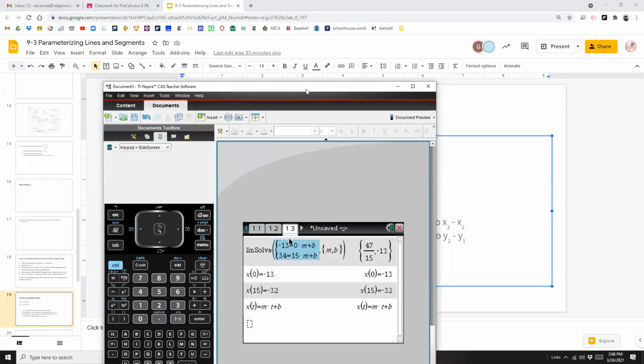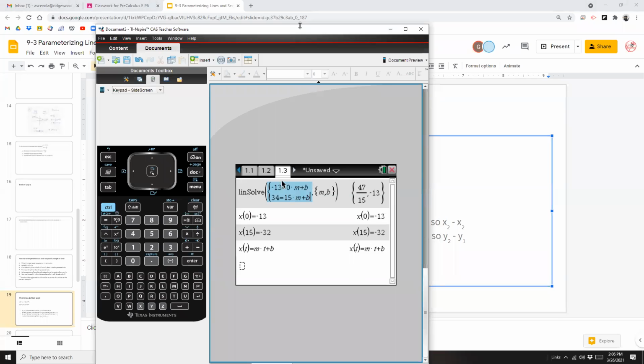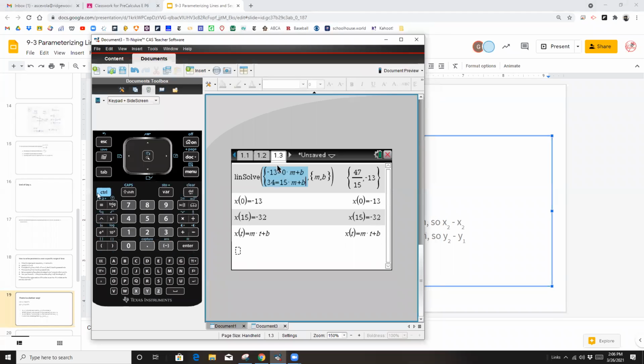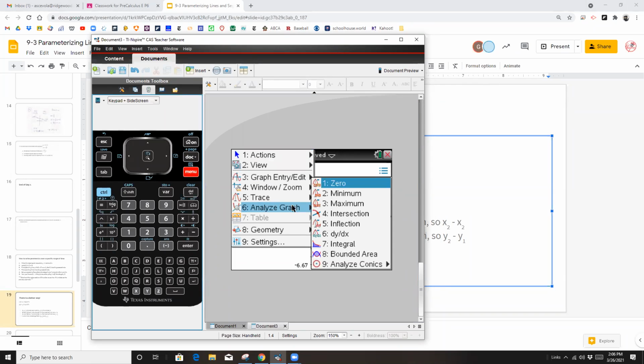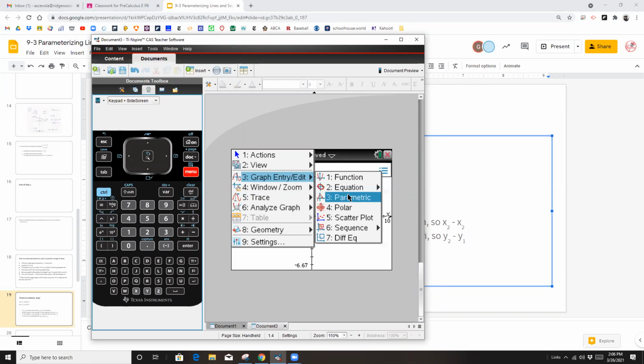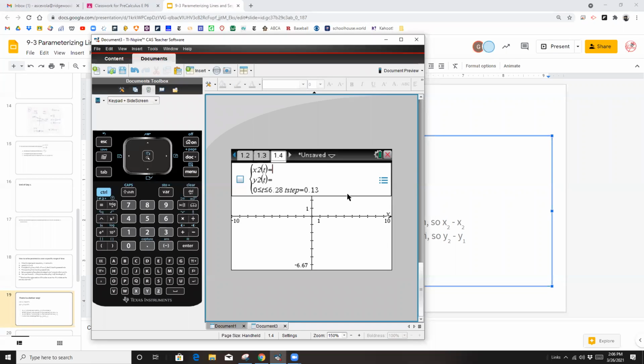All right. And then just to see our work come to fruition, let's just graph what we had. So add a new graph, parametric equations. All right, so what we had was negative 47 over 15 times t minus 13, and then parentheses negative 59 over 15 times t plus 27.